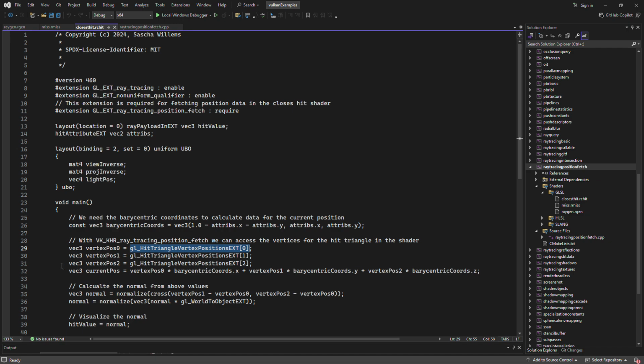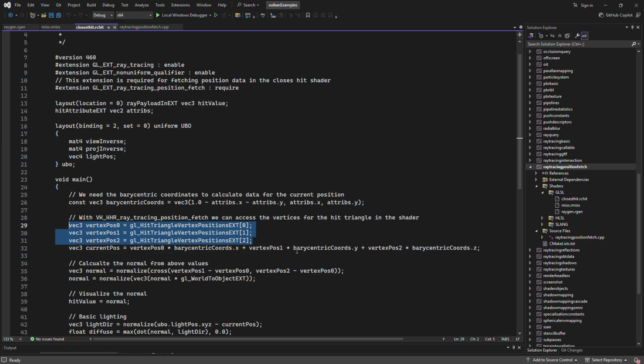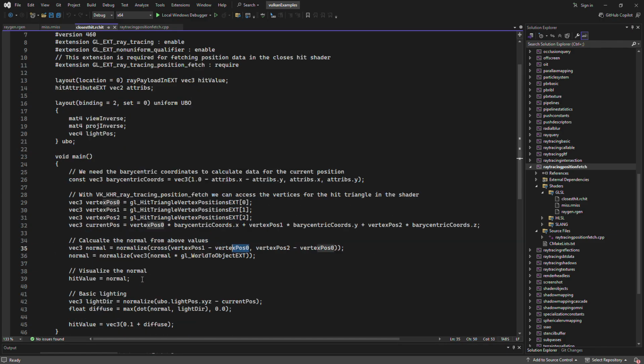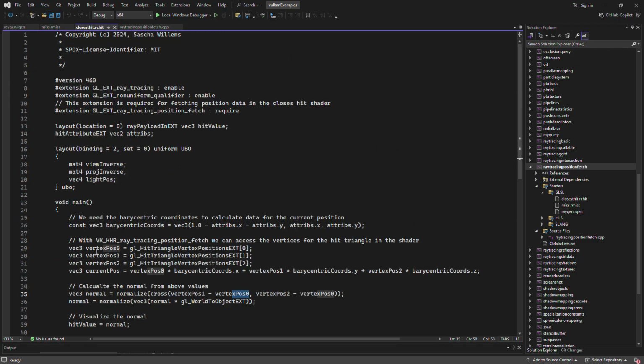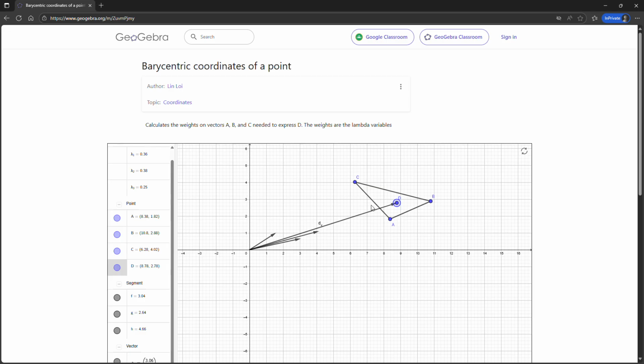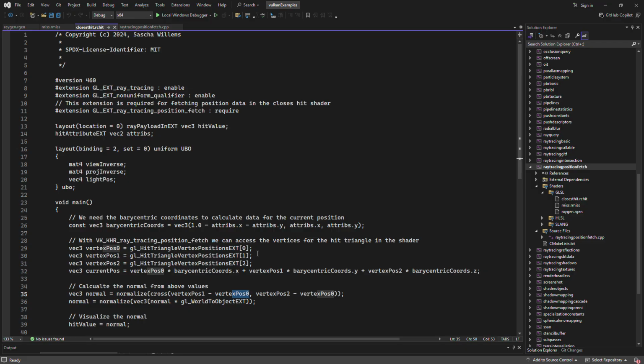And notice that we save the vertex positions here. That's the whole point of this extension, that it's easy for us to pull the vertex positions into the shader and then do calculations and all that stuff. So we do calculations, we use it here. We could pull in the vertices of the triangle into the shader. That's what this is about.